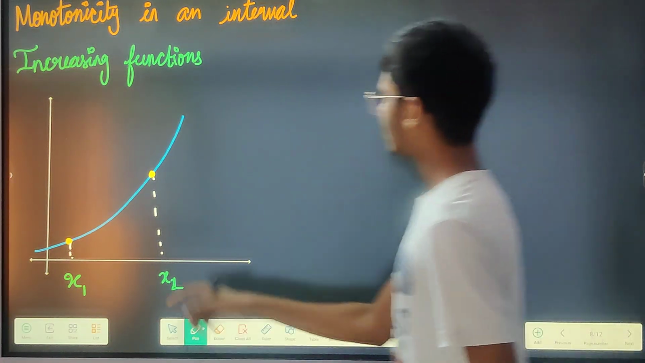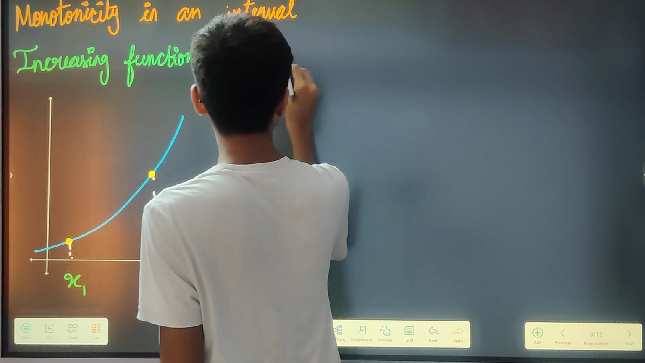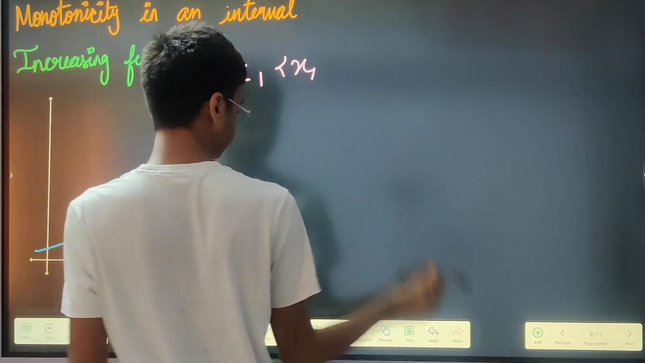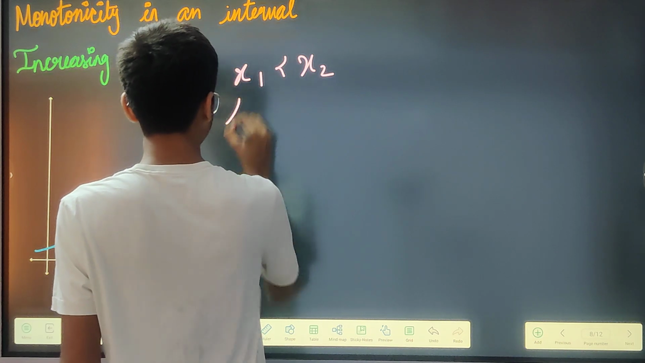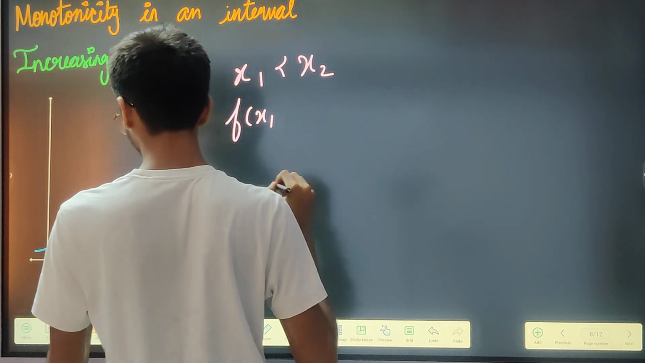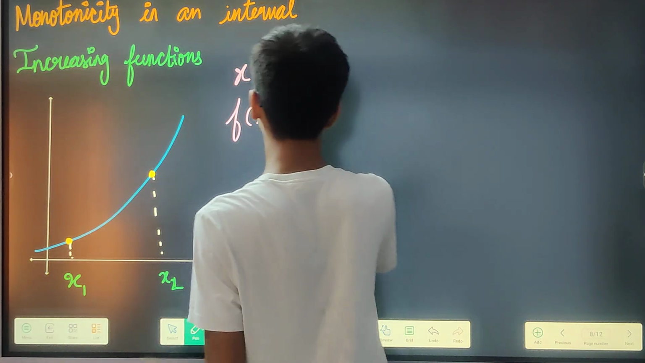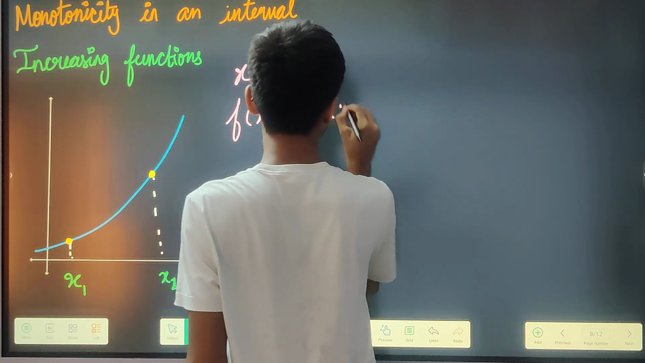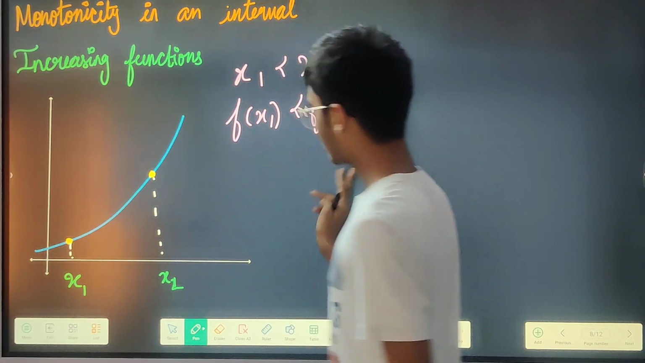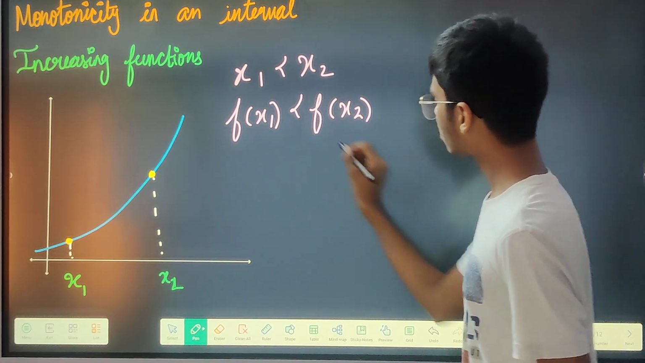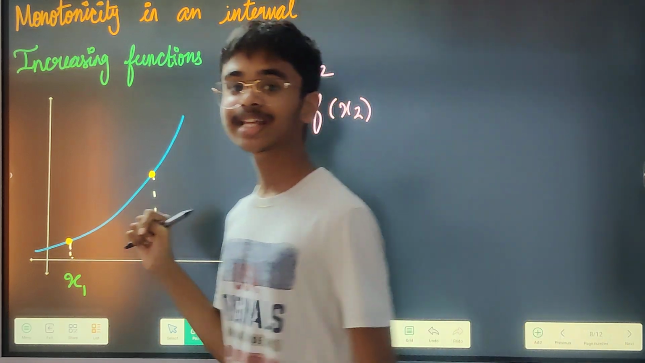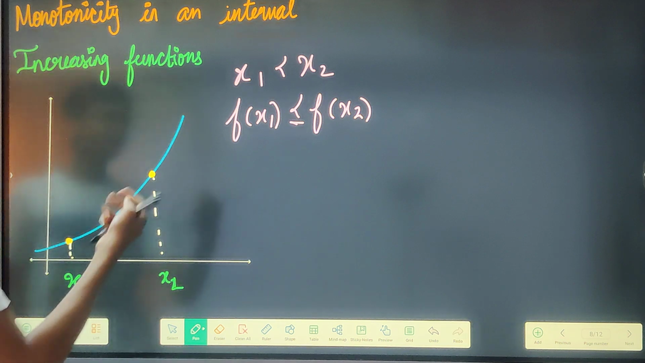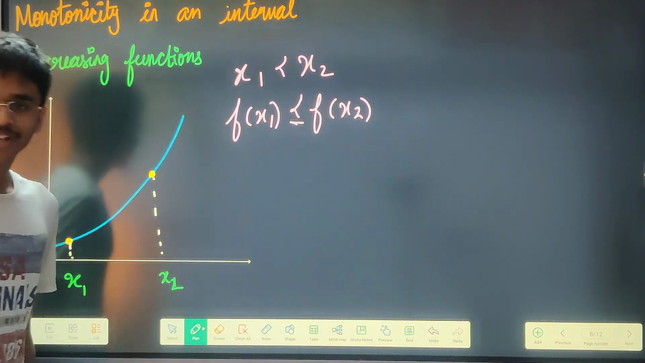See, x1 is less than x2, then f of x1 also should be less than f of x2, and also it can be equal. Then it is actually an increasing function. So it is an increasing function now.